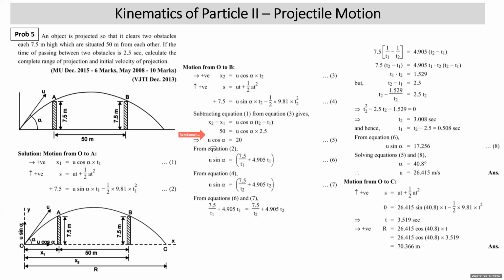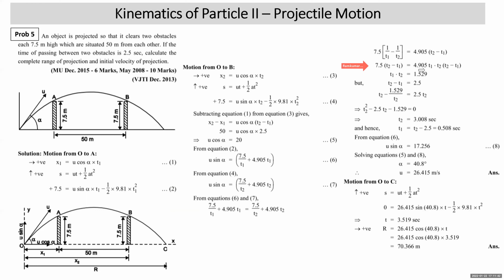For example, from equation number 2, we'll write u sin alpha is equal to 7.5 on t1 plus half into 9.8, 4.905, into t1 square. Just rearrangement of the sum. Similarly, from equation number 4, we write u sin alpha. These two u sin alpha values can be equated. This gets you the relation between t1 and t2. On simplification, you get 7.5 (t2 minus t1) is equal to 4.905 t1 into t2.